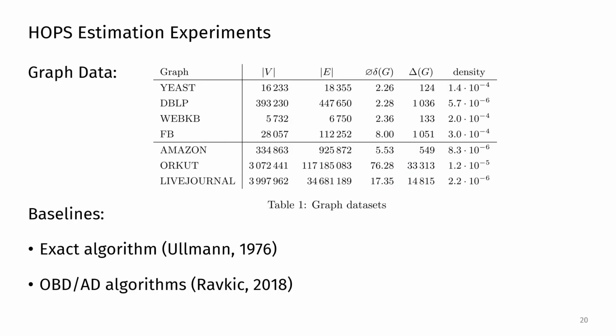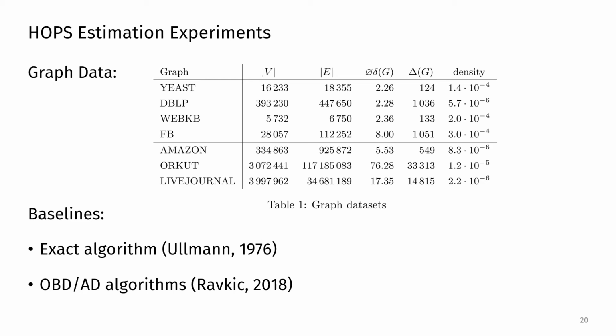The theory so far suggests that the HOPS algorithm should be fairly fast, but the question is, how accurate is it? To find that out, we have conducted experiments on 4 medium to larger size graphs where we compare the HOPS algorithm to the exact counting algorithm from Ullmann, as well as to the natural baselines, which are the practical applications of the approach by Rafkic from 2018.